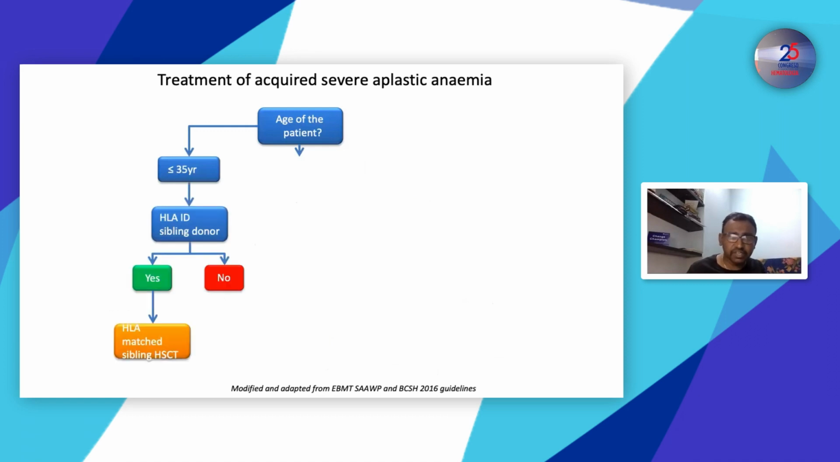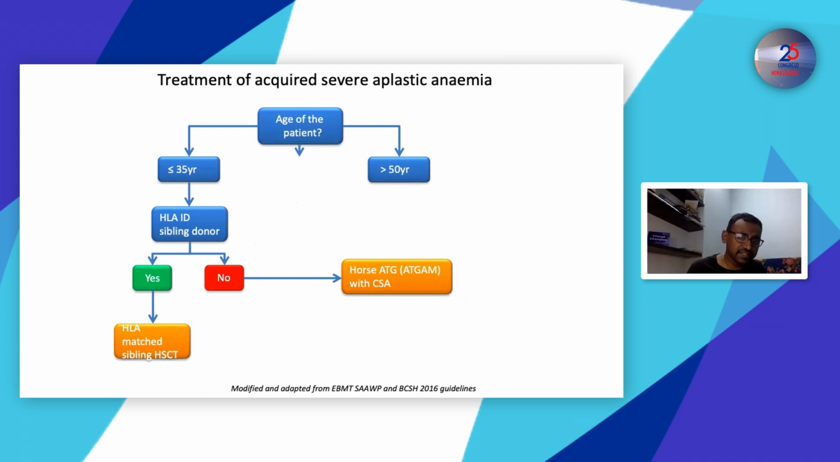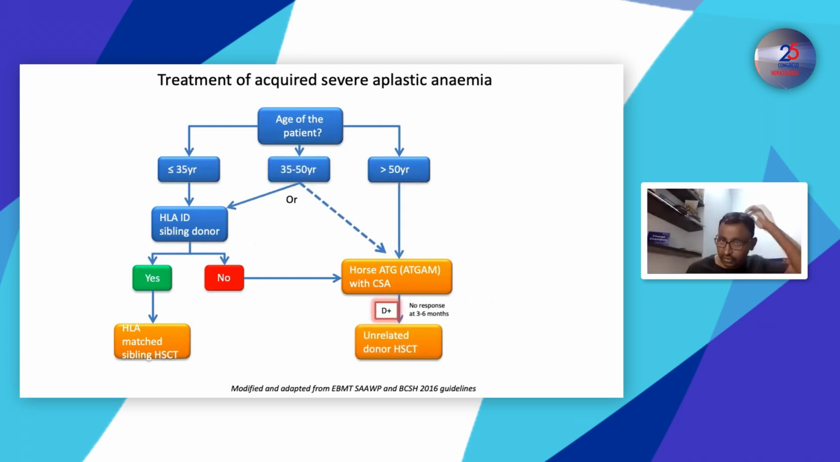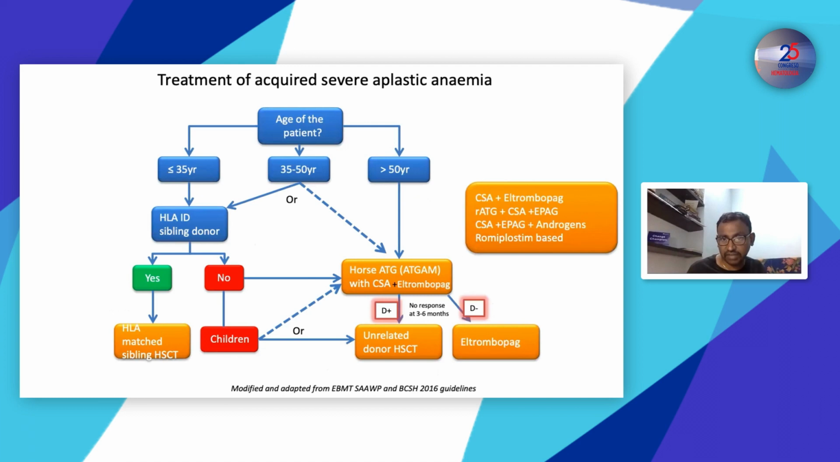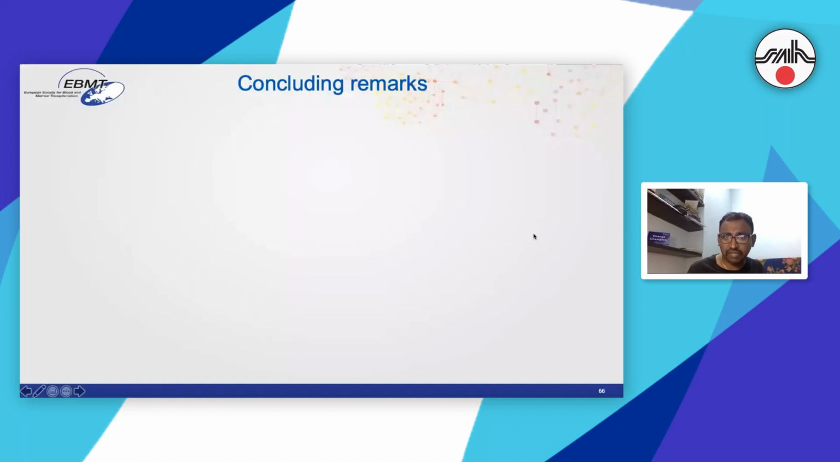So how does the treatment algorithm look? Age of the patient, presence of a sibling donor, or if you're older and don't have a sibling donor, you would go in for immunosuppressive therapy with cyclosporin or with eltrombopag. But if you have a donor and no response, you go for an unrelated donor transplant. But if you do not have a donor, then there is the potential of using eltrombopag. Various other combinations are in clinical trials as well.